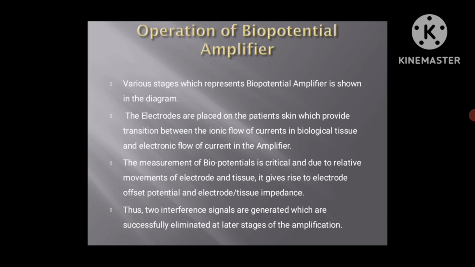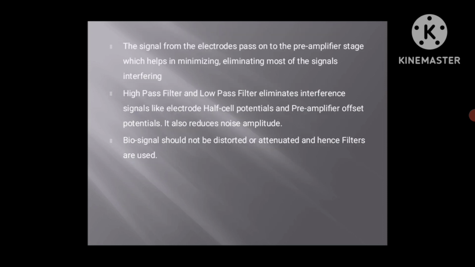The measurement of biopotential is critical, and due to relative movements of electrode and tissue, it gives rise to electrode offset potential and electrode tissue impedance. Thus, two interference signals are generated, which are successfully eliminated at a stage of the amplification. The signal from the electrode passes on to the pre-amplifier stage, which helps in minimizing and eliminating the interference, drift or noise.